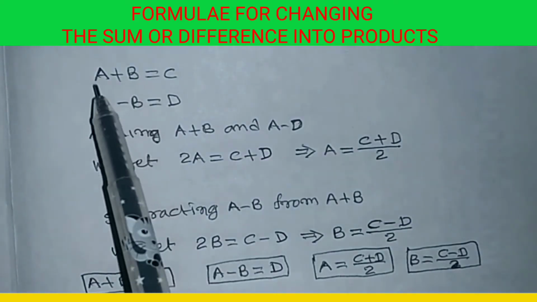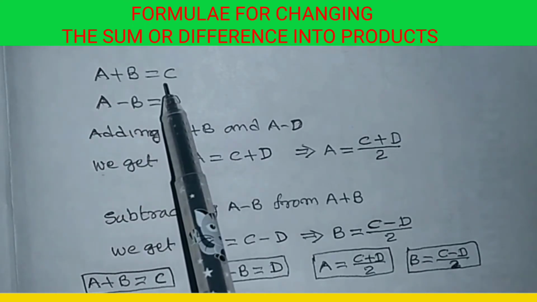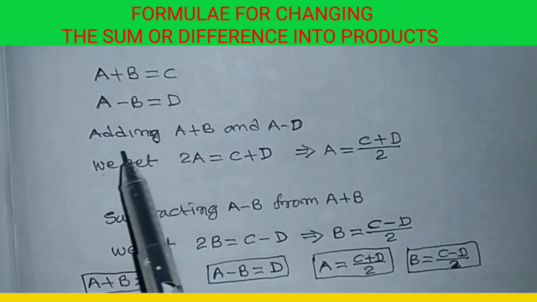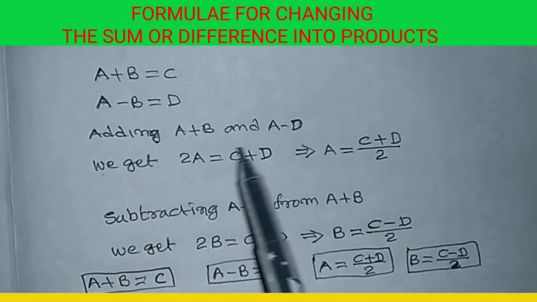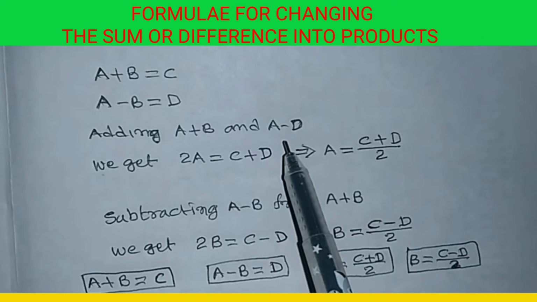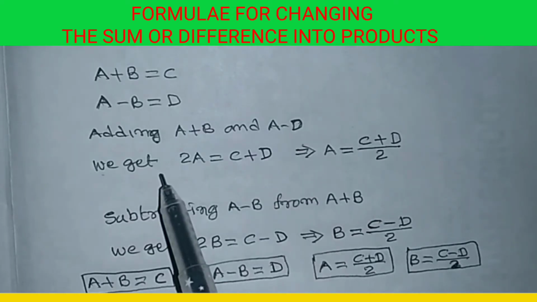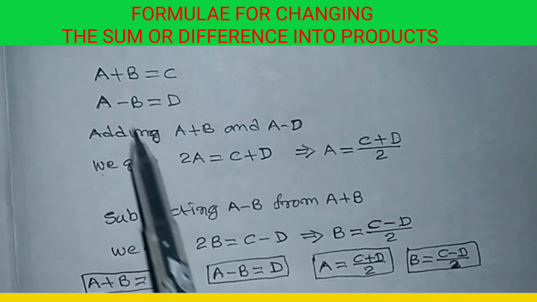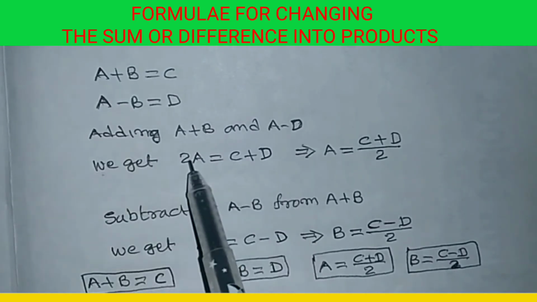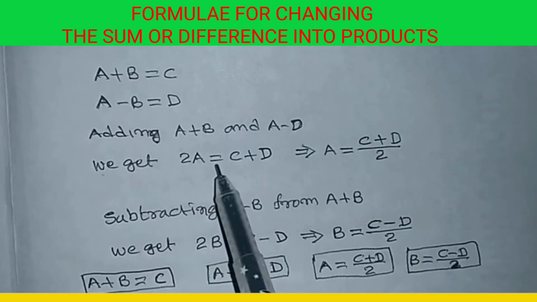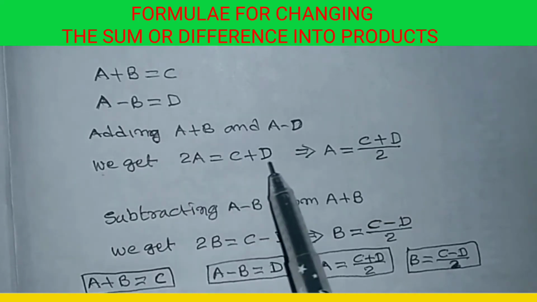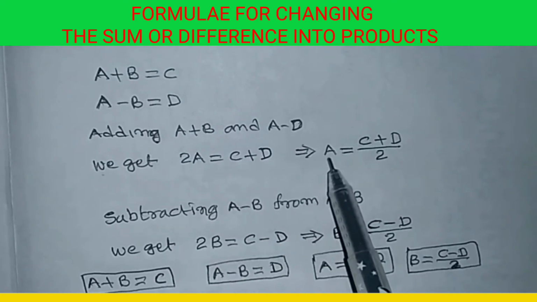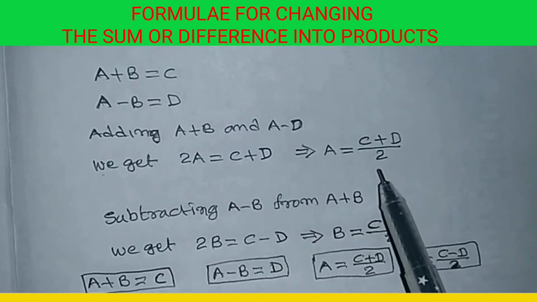Here A plus B is equal to C, A minus B is equal to D. Adding A plus B and A minus B, we get 2A is equal to C plus D. A plus A is 2A, B cancelled, C plus D. So 2A is equal to C plus D, which gives A is equal to C plus D by 2.